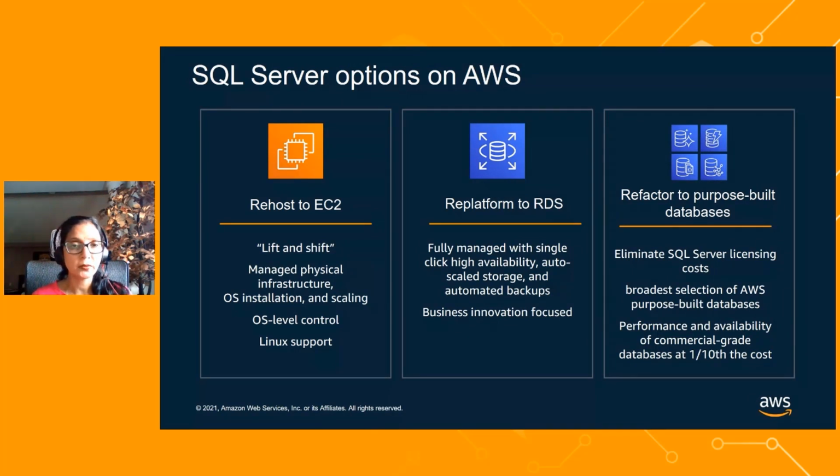So in summary, you can run SQL on EC2 when you bring your own license. That will be your cheapest option for lift and shift migration. And if you want to move to a managed service and remove the undifferentiated heavy lifting, go to RDS for SQL Server. And if you want to eliminate the SQL license cost completely, you can refactor to a purpose-built database like Aurora.